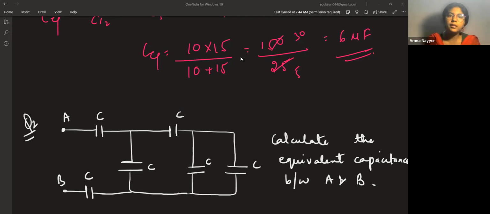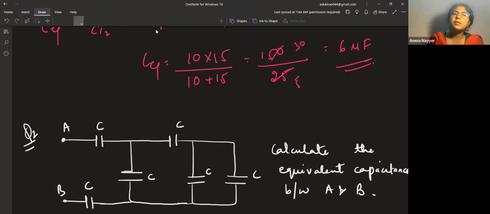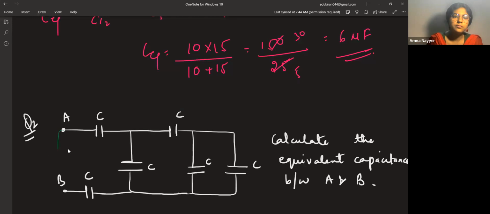See, class, one hint: whenever you have circuits in your question and it's given an equivalent resistance or equivalent capacitance between A and B, it means it is basically telling you that there's a battery connected, like this. This is a battery that is connected, that completes your circuit. So whenever you have capacitors and voltages and it asks between A and B, like this only you have to put it.